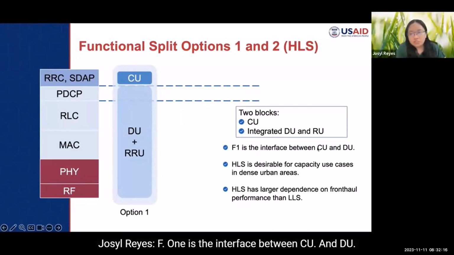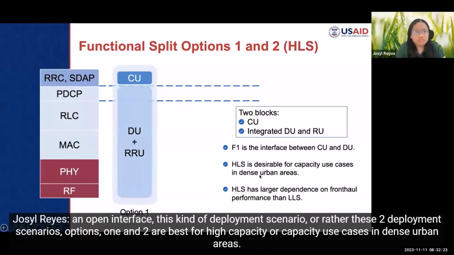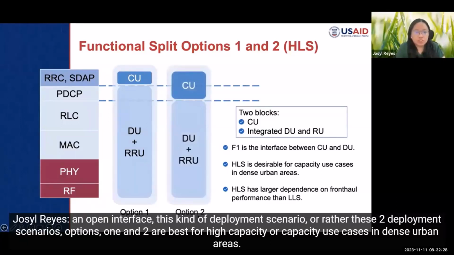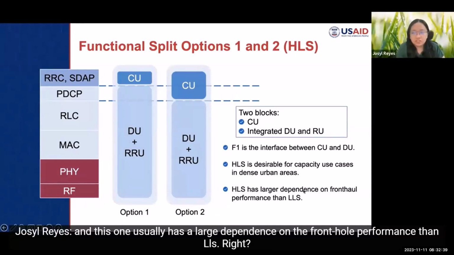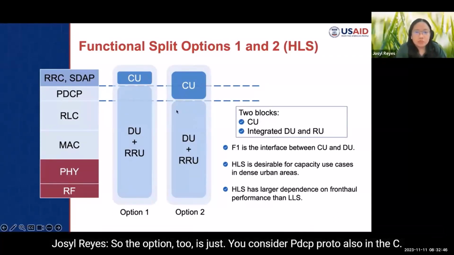F1 is the interface between CU and DU. Okay, so this is the mid-haul interface. This is an open interface. This kind of deployment scenario, or rather these two deployment scenarios, options 1 and 2, are best for high capacity use cases in dense urban areas. And this one usually has a larger dependence on the front haul performance than LLS. Okay. So option 2 is just you consider the PDCP protocol also in the CU.